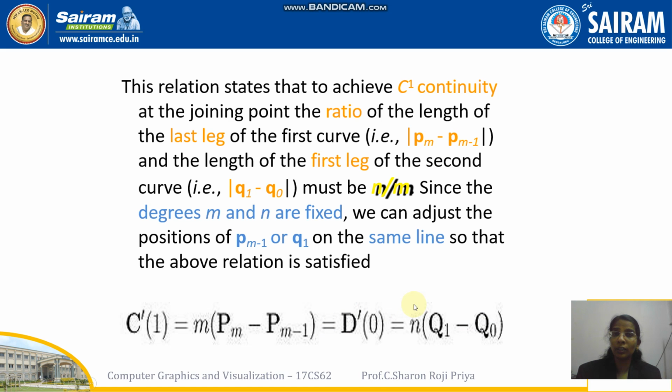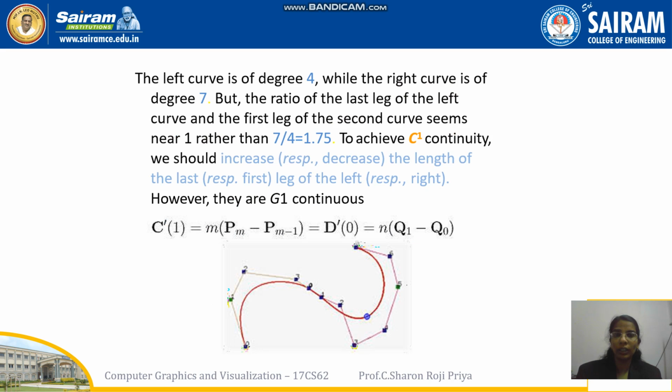Why do I need this condition to be satisfied? Since I am developing a Bezier curve piece by piece, after developing piece by piece, both the curves should agree. There should be continuity among both the curves. It should be smooth.